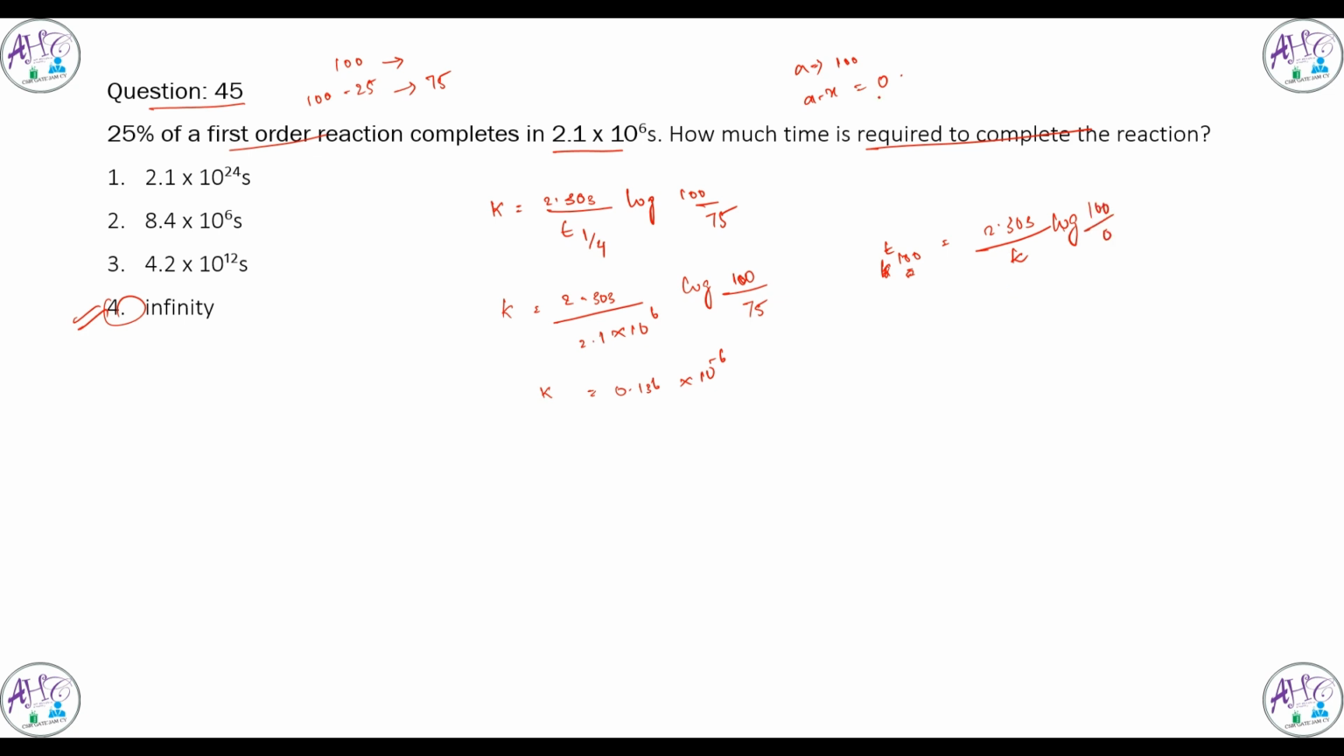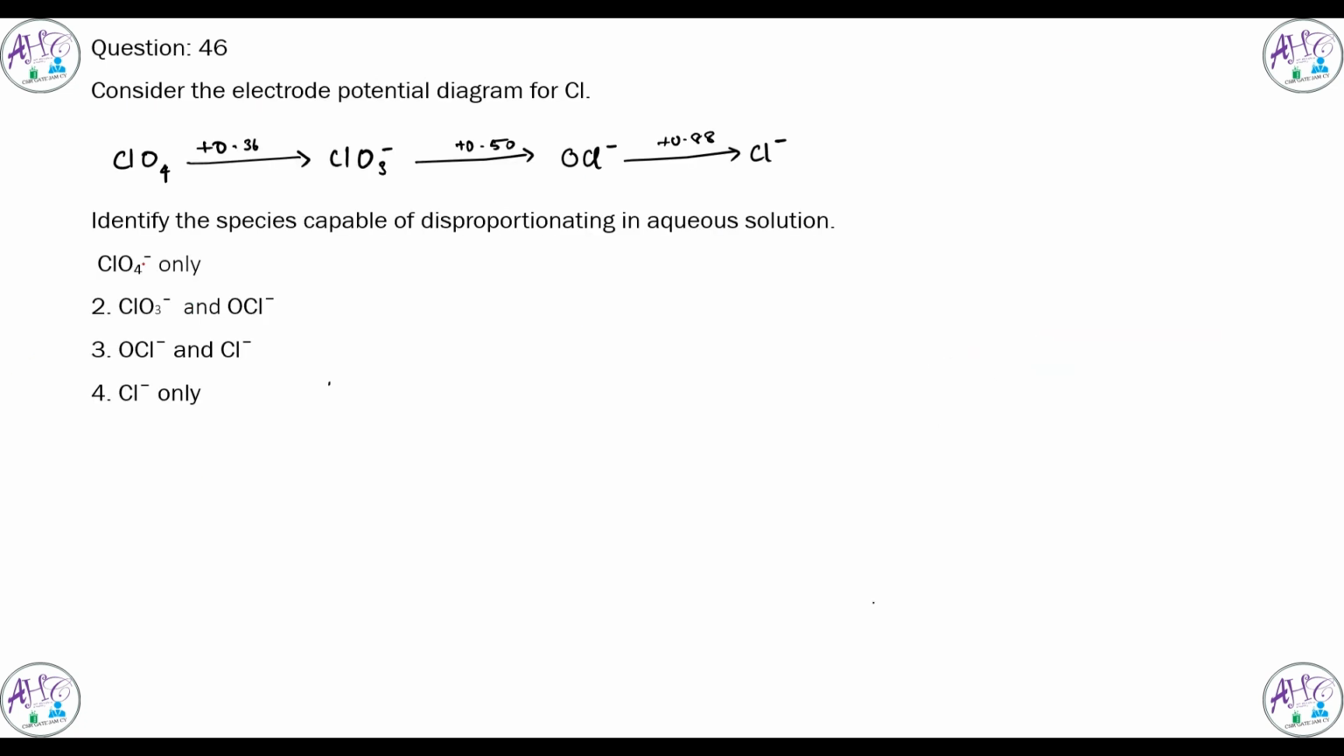So we know that 100 by 0 is nothing but your infinity. So log of this entire term is going to be infinite. Log infinity is again going to be infinity. Anything multiplied with infinity is going to be infinity. So the time taken for this reaction is going to be infinite. Okay, so option 4 is the correct answer.